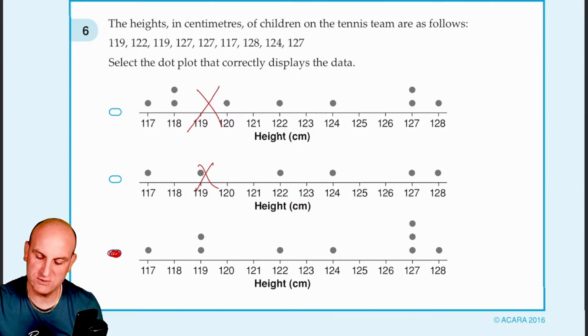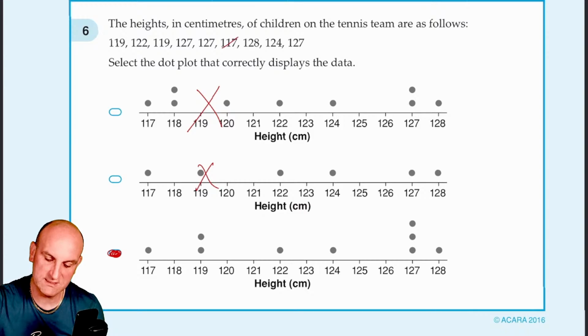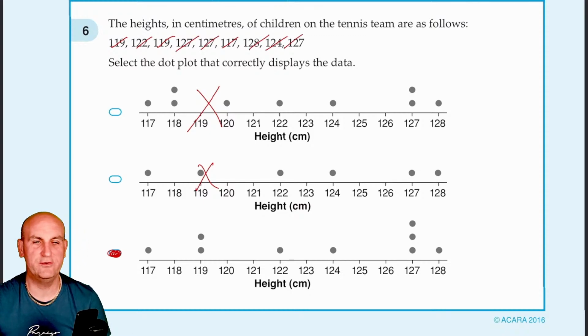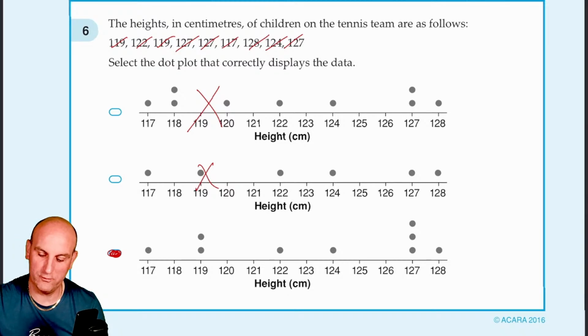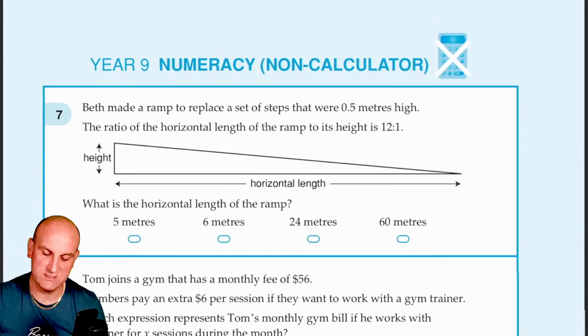And I'm just going to do a quick check. 2 at 119. I'm just going to do some crossing off. So where's my 117? 2 at 119. 122. Yes. 124. Yes. 3 at 127, 120, 107, 127, 128. And again, that's just a small thing to do if it's going to be useful for this type of question. Right, there we go. That's question number 6.